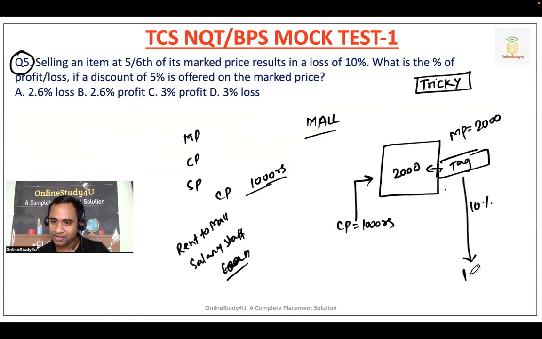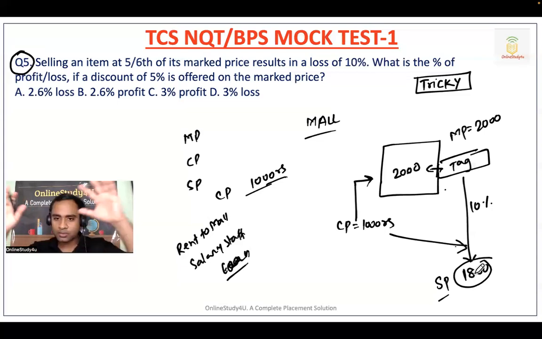So a 10% discount means 200 rupees. That means you will have to pay 1,800 rupees, right? So you will be selling at 1,800, and you will also have a profit of 800 rupees. That's how the whole thing of profit and loss works, and that's how this happens in the mall.